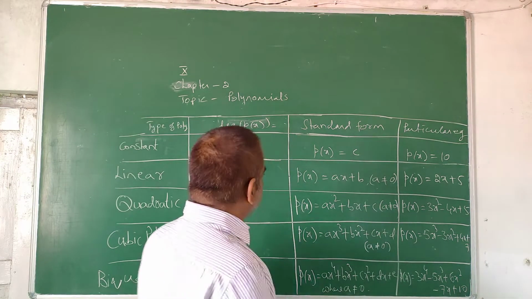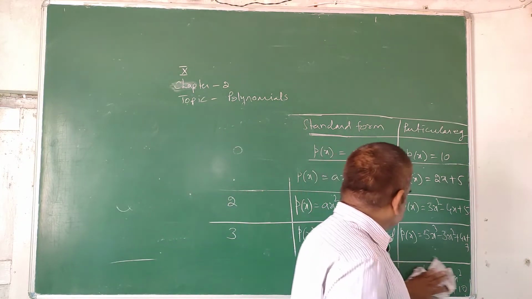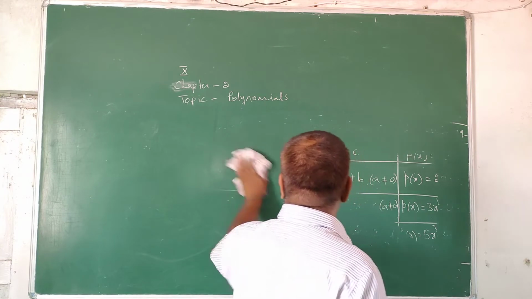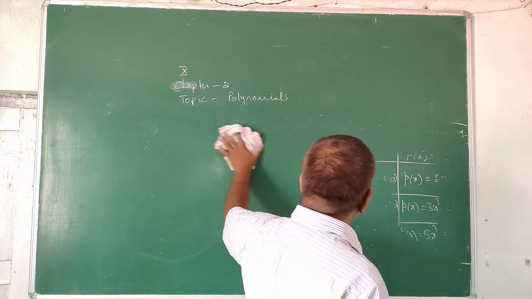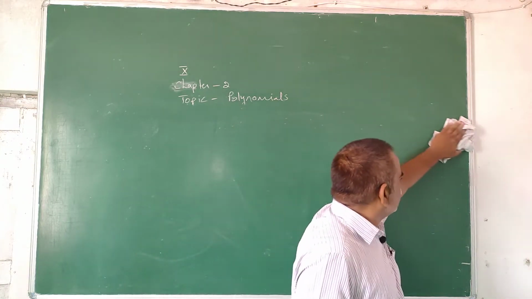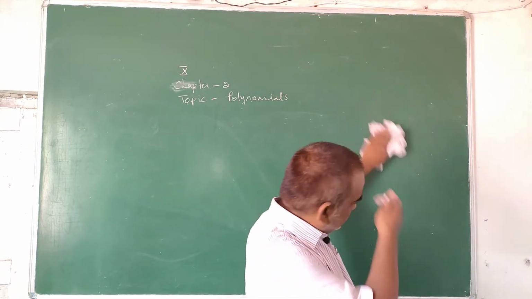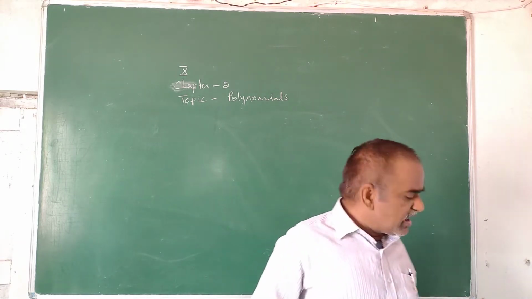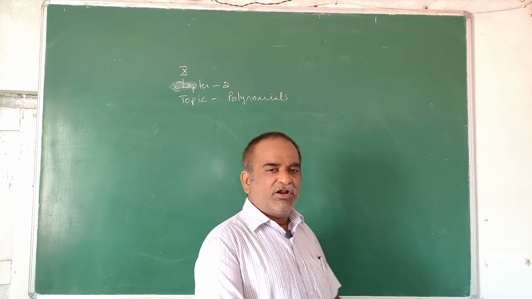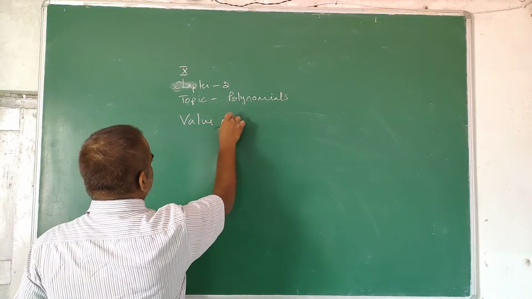Now coming to our next point of discussion, the 0 of a polynomial. Before going to the 0 of a polynomial, we have to discuss one more point, the value of a polynomial. So now, the value of a polynomial at a given point. This is our next point of discussion.